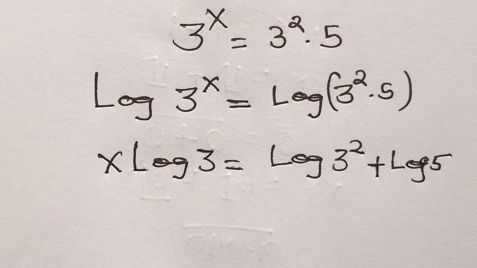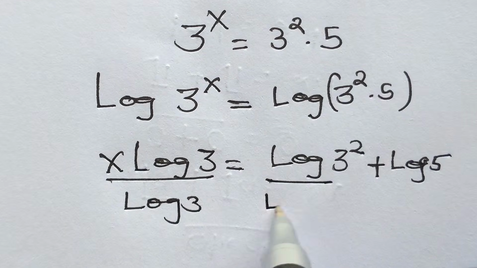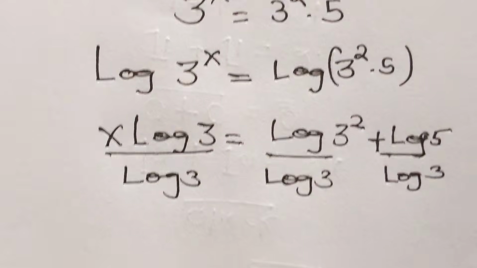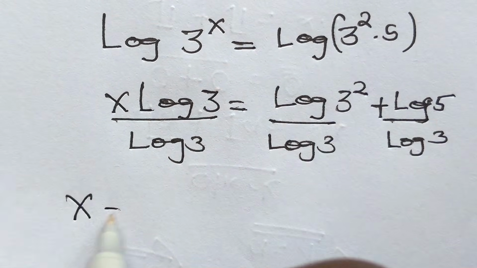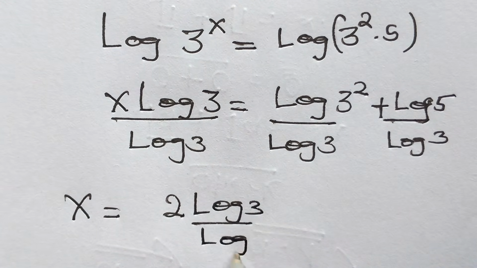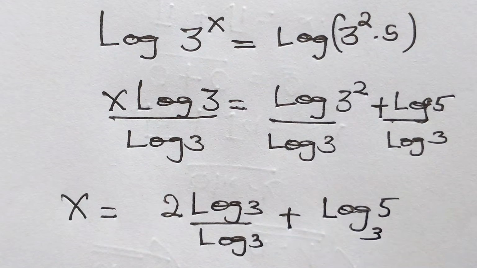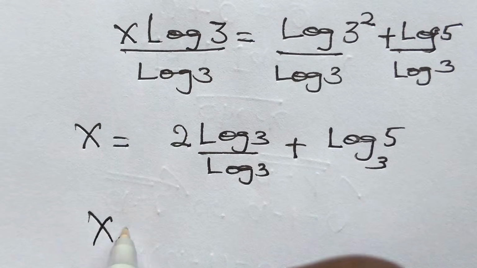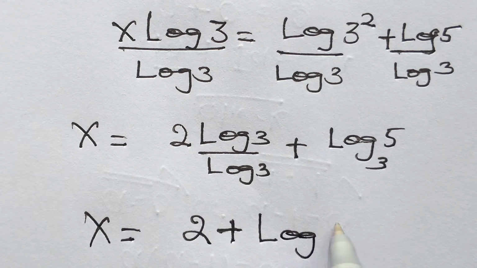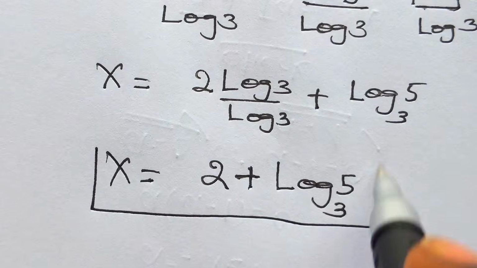Then we shall divide by logarithm of 3. Of course, we shall get x equal to 2 logarithm of 3 divided by logarithm of 3, plus logarithm of 5 to the base 3. Then x will be 2 plus logarithm of 5 to the base 3 as the final answer.